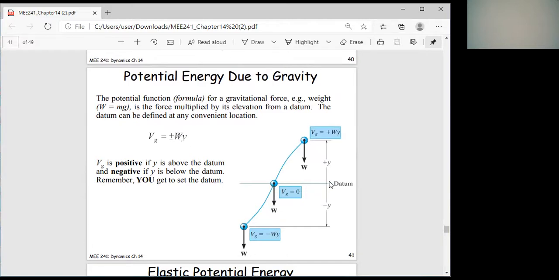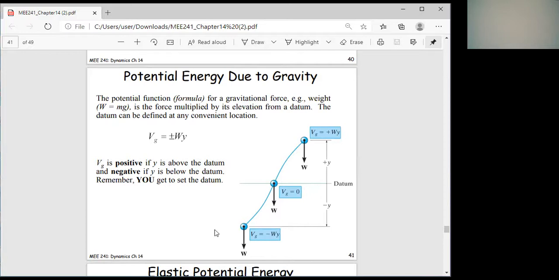In this case, it's mg, which is W times y. So I'm going to set up my datum, and I can set up my datum to be any position, right? It could be my initial position, my final position, or none of them. Basically, in this case, it could be the middle position. So let's say this is my datum, and the point went from point A at the bottom to point B on top. Then my initial potential energy is going to be equal to minus mgh. My final potential energy is going to be mgh.